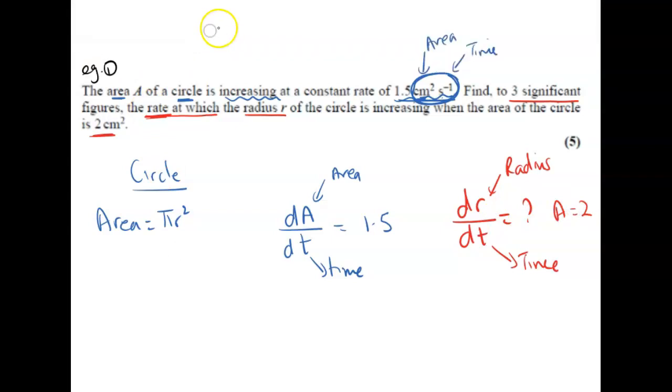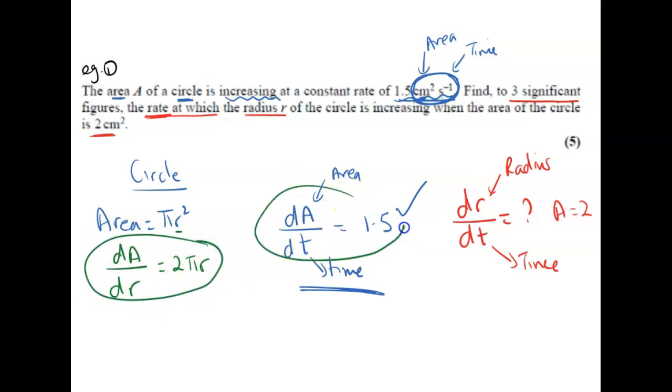So how would I proceed with this? Well, I have a nice piece of information here. 1.5 is dA/dt. And from this here, which they didn't even mention to us, we're supposed to just know to write this down, that area is pi r squared. I can actually differentiate this line with respect to the variable that it's written in, r. So differentiating this now, using pi as a constant, I will get 2 pi r. So this is the dA/dr.